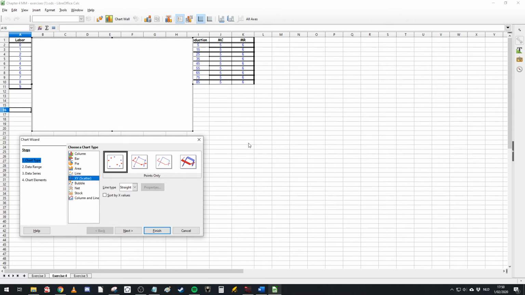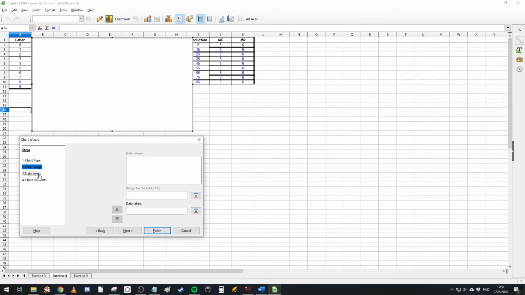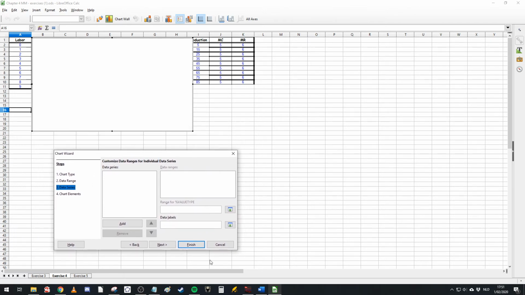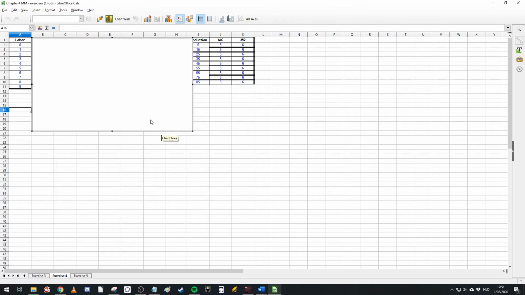Your version of LibreOffice might be in Dutch, so please be mindful that you have to take this one and not just line. This is a better one. And you go with points and lines, and we go for smooth, just in case. And then we can actually select our data series over here. Now, I will press finish for now because as you can see, my graph is covering my numbers.